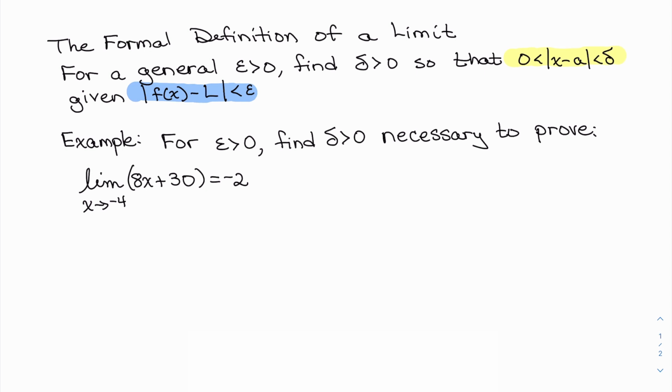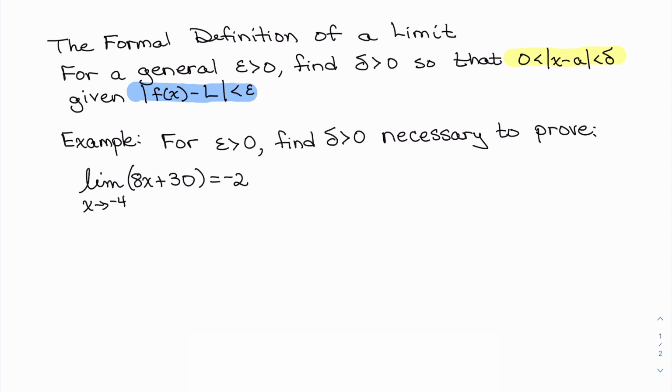Now for our example of this process, we're looking at, for epsilon greater than 0, find a delta greater than 0 necessary to prove that the limit as x approaches -4 of 8x plus 30 is equal to -2. Now we are going to go through the same steps that we did when we had that intuitive approach and we had a specific numerical value for epsilon. But instead of a specific numerical value for epsilon, we're just going to bring the notation for epsilon along the way.